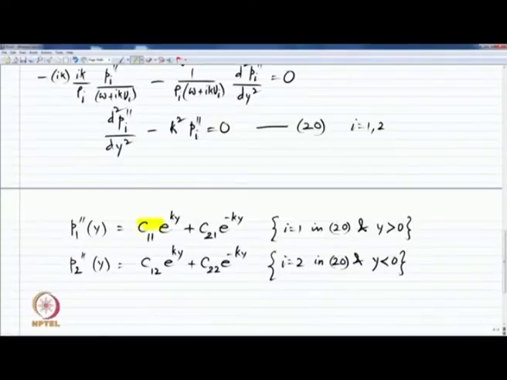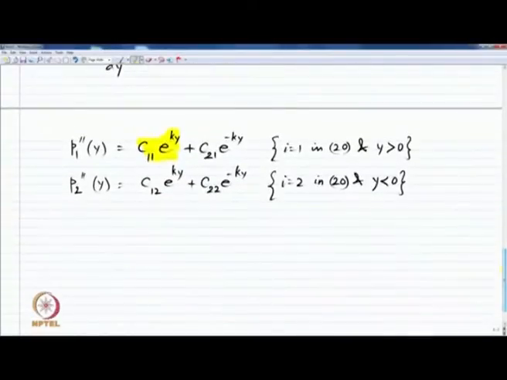So, if k is a positive real number, then this first term here, C11 e power ky, is going to become increasingly larger as y increases. But the static pressure in fluid 1, especially noting that these are all lowercase p, meaning they are perturbation quantities, the perturbation quantities have to remain bounded. So, for the perturbation quantities to remain bounded and this to be the solution, the only possibility is that C11 has to be 0.